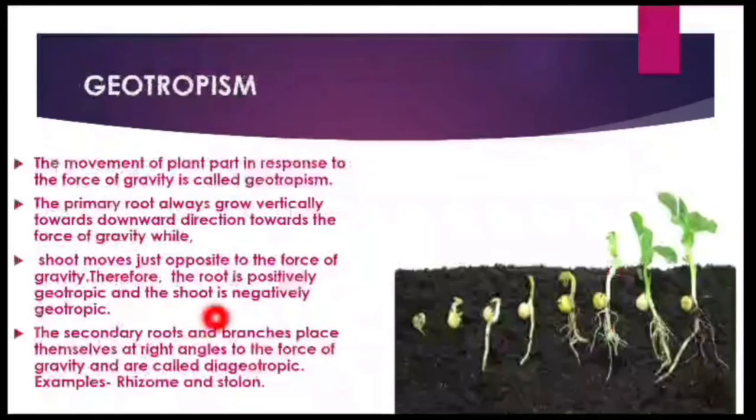Next is geotropism. The movement of plant part in response to the force of gravity is called geotropism. The primary root always grows vertically downward, towards the force of gravity, while the shoot moves just opposite to the force of gravity. Therefore, the root is positively geotropic and the shoot is negatively geotropic. The secondary roots and branches place themselves at right angles to the force of gravity and are called diageotropic. Example, rhizome and stolon.